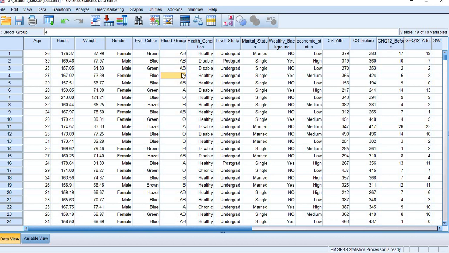Now I need to test that claim. The first thing before I test the claim is to state the null and the alternative hypothesis. For the null hypothesis, I can say there is no relationship between blood group and health condition of students. And of course, for the alternative, I can say there is a relationship between blood group and health condition of students. So you see, those are the claims. You just formulate them. Now, the test statistic.